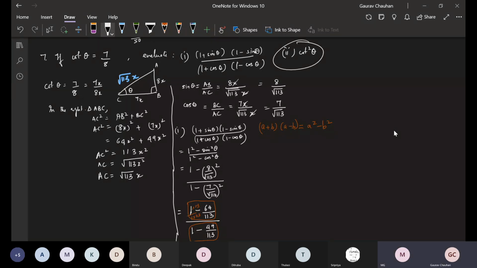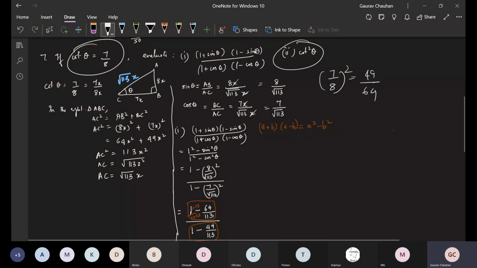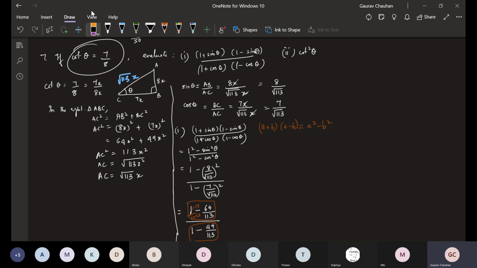Sir, I will do it. Just cot square theta. No, cot theta is given only. You just have to do 7 by 8 whole square. Yeah, that's again what? Sir, that's 49 by 64. Yeah, okay. Actually, what they're trying to show here is that this and this are coming out as equal. They're trying to show that all these identities you will learn in class 11th if you take maths. These are like bigger identities.